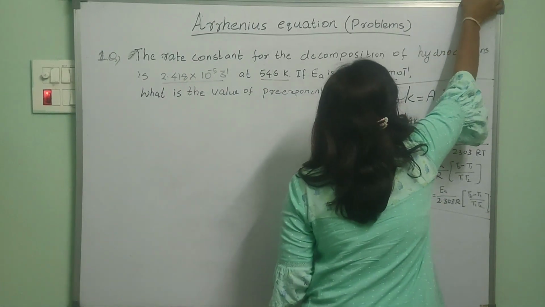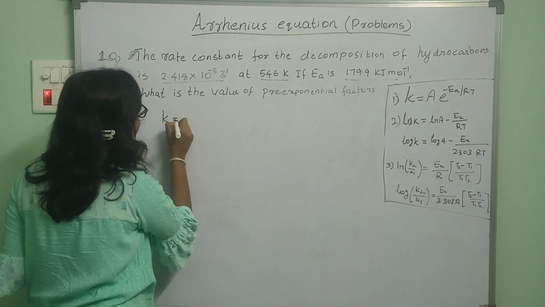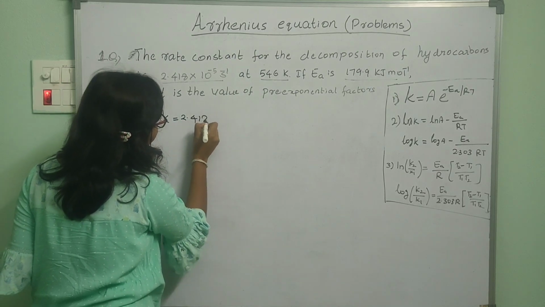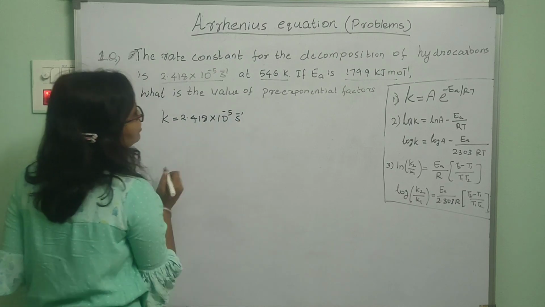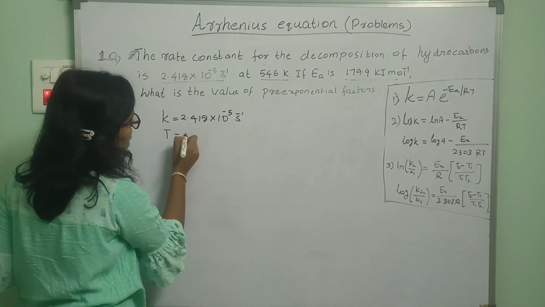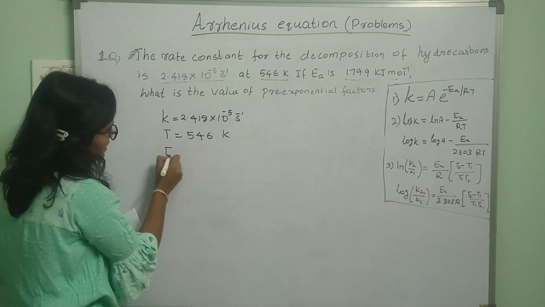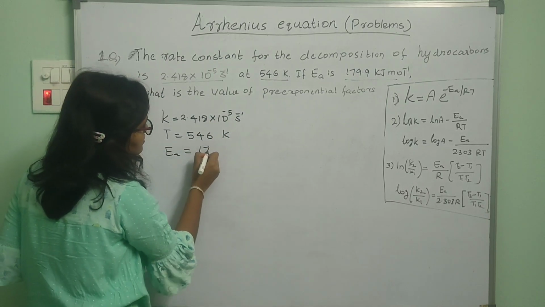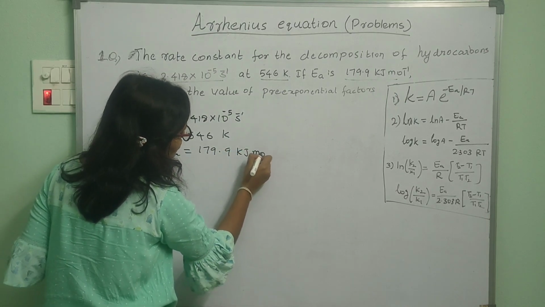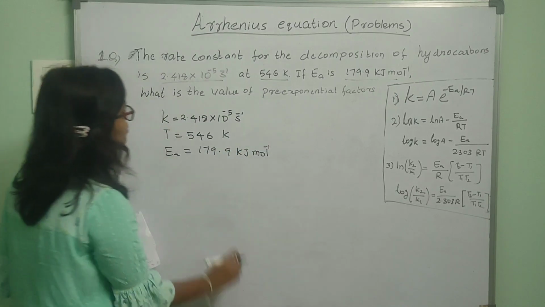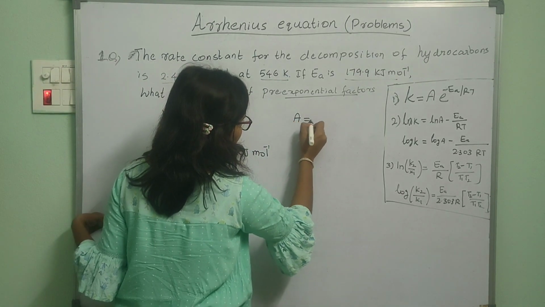So what are you given? You are given the value of K, which is 2.418 × 10^-5 second inverse. You are given the value of temperature, which is 546 Kelvin. You are given the activation energy, which is 179.9 kilojoules per mole. And you are asked to find the value of the pre-exponential factor, that is A.